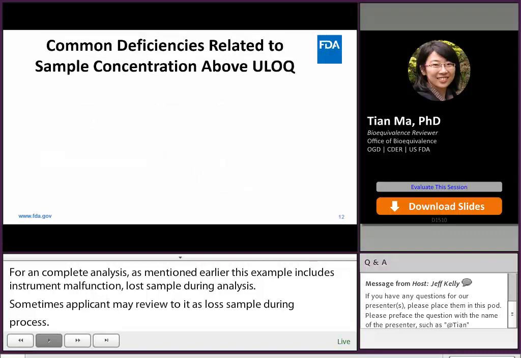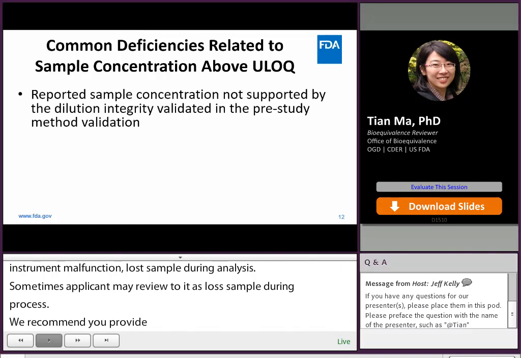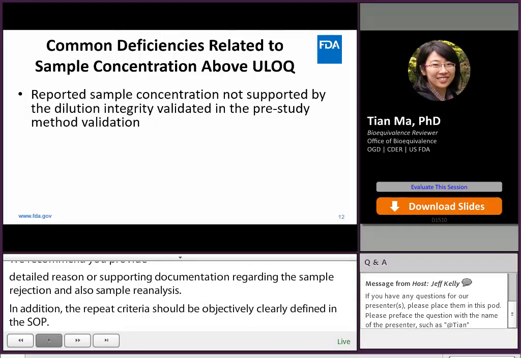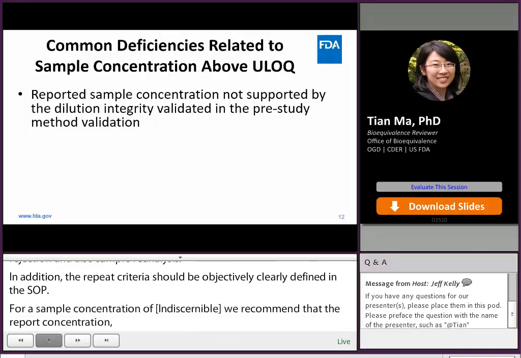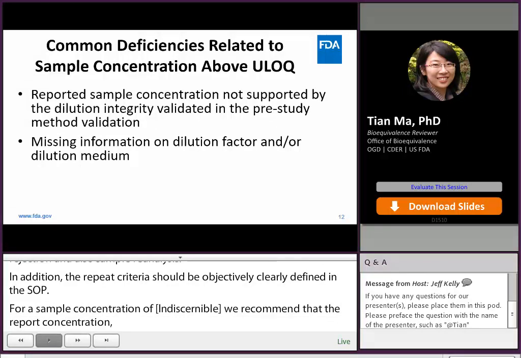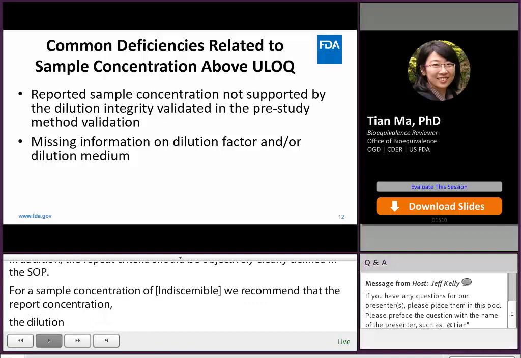For a sample concentration above ULOQ, we recommend that the reported sample concentration, the dilution factor used, as well as the dilution medium used, be supported by the dilution integrity data validated in the pre-study method validation. In addition, please also specify the dilution factor and dilution medium used in your bioanalytical report.